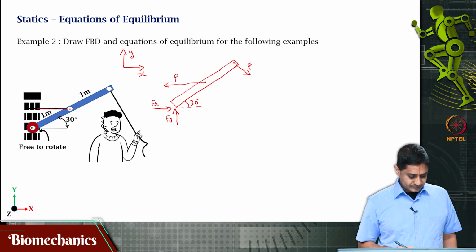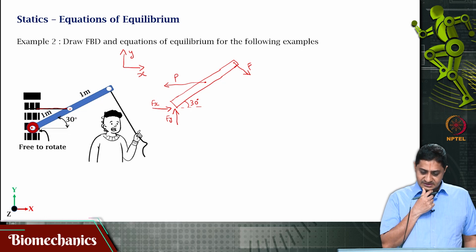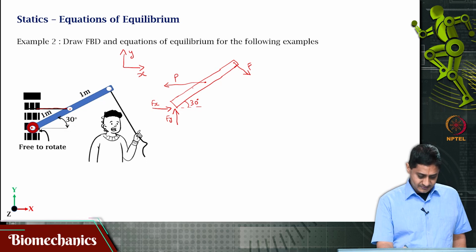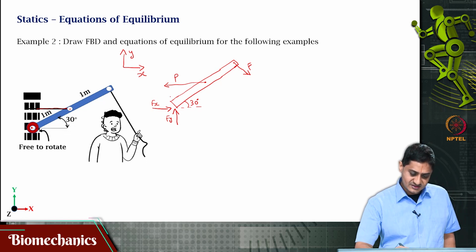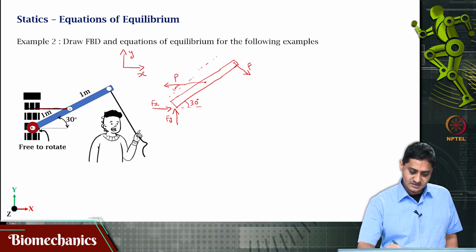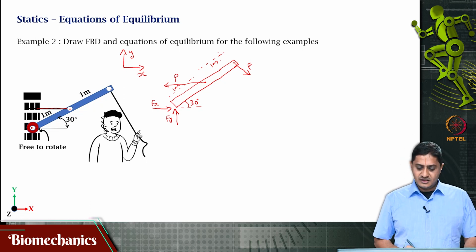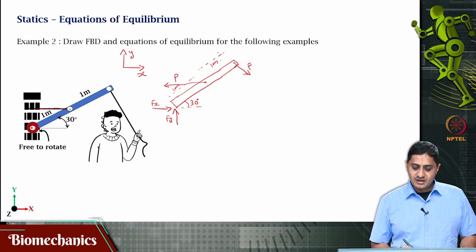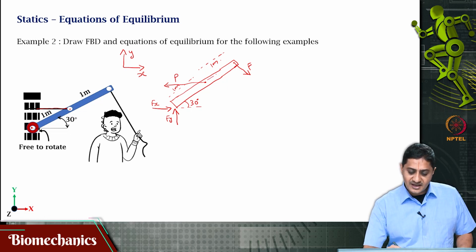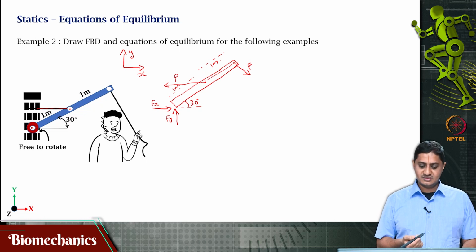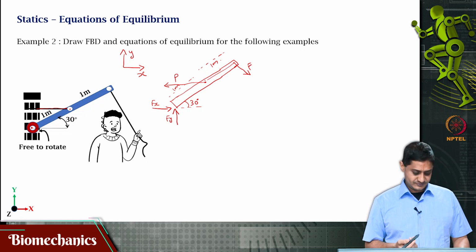Now, something to remember is that there will be a component of P. Remember, this distance is 1 meter and that distance is 1 meter. Okay. There will be a component of P acting along the longitudinal axis of the beam, and there will be a component of P that will be acting perpendicular to, or transverse to, the beam. Okay. That is something that we will have to find out.